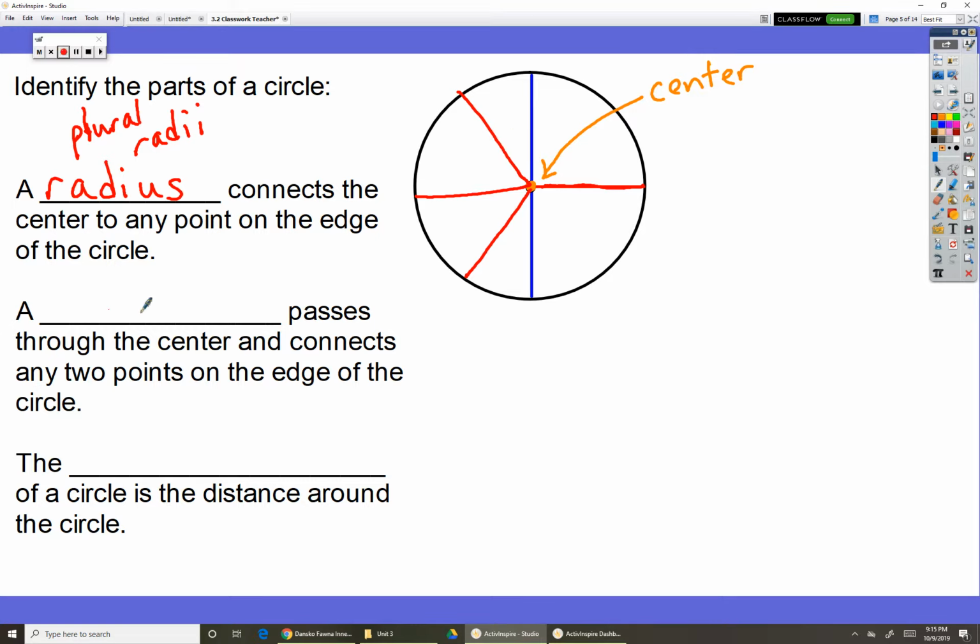The next description says a blank passes through the center and connects any 2 points on the edge of the circle. This blue line fits that description. The blue line passes through the center and connects 2 points on the edge of the circle. We call that a diameter.